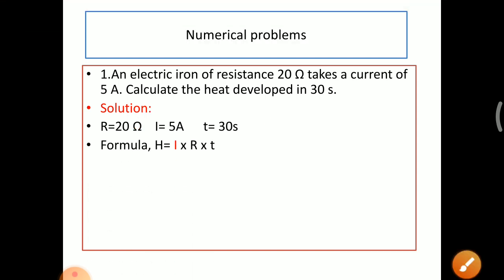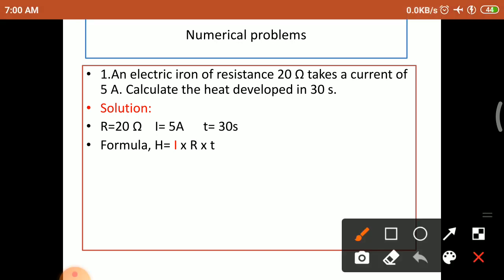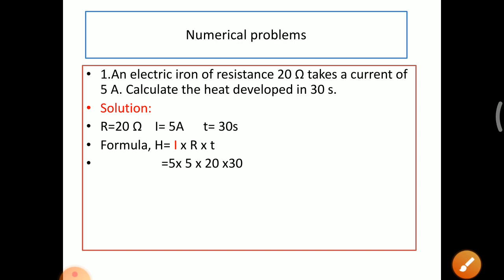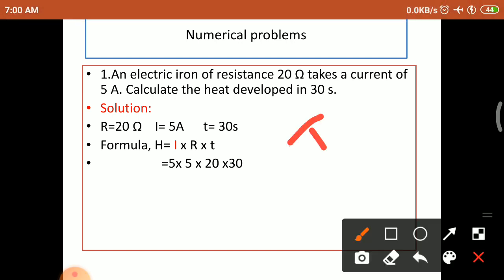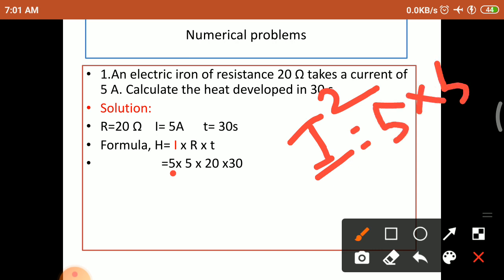And the formula we know to calculate the heat developed: H equal to I squared RT. Here the square is missed, so I squared RT. You have to substitute all the values in this equation. I squared, so the value of I is 5. I squared means 5 into 5. The value of R is 20. The value of T is 30.